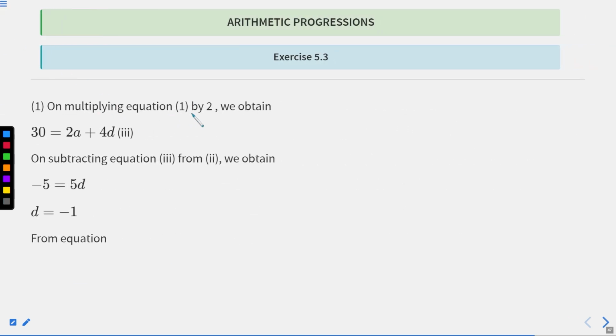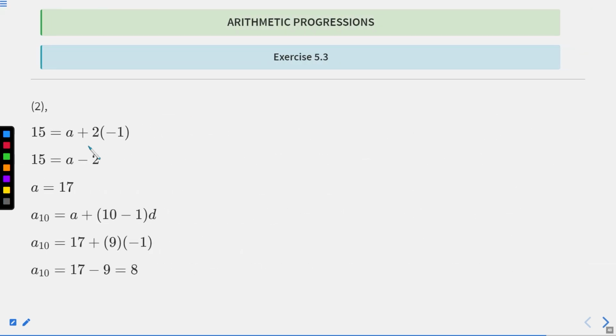And now multiplying equation 1 by 2, we obtain 30 is equal to 2A plus 4D, naming this equation number 3. And subtracting equation 3 from 2, we obtain minus 5 is equal to 5D, and this implies D is equal to minus 1. So from equation 1 here we get 15 is equal to A plus 2 times minus 1, and it implies 15 is equal to A minus 2, and it implies A is equal to 17.